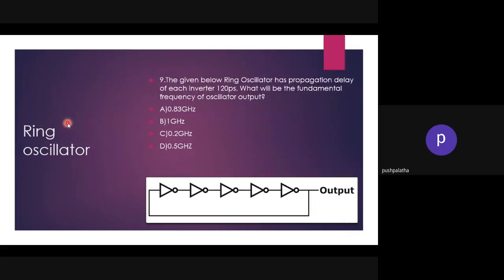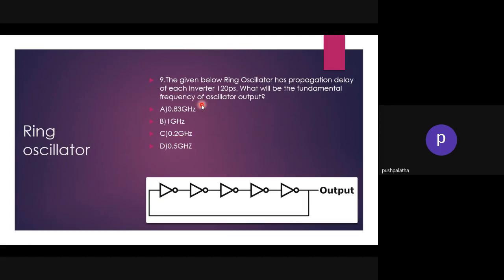Actually, I thought to cover more questions on oscillators, but anyway, my colleagues will cover op amp oscillators. So now I have taken a question from Bark, which is a ring oscillator question. The given ring oscillator has a propagation delay of each inverter of 120 picoseconds, so 120 into 10 power minus 12 seconds. What will be the fundamental frequency of the oscillator output? 0.83 gigahertz, 1 gigahertz, 0.2 gigahertz, 0.5 gigahertz.